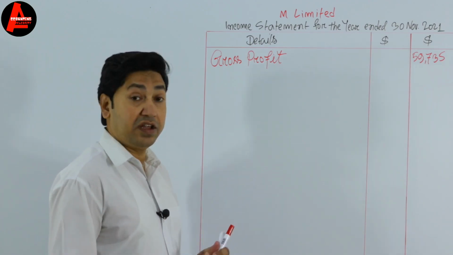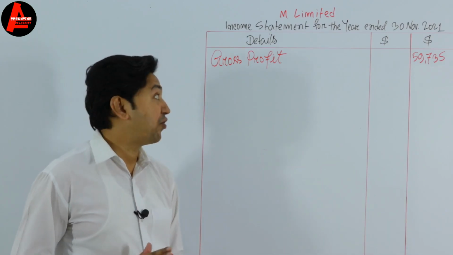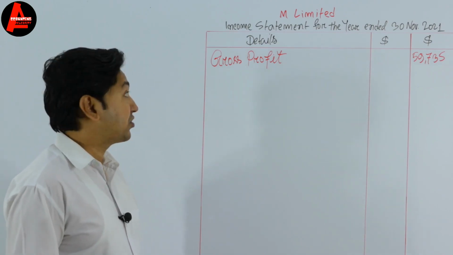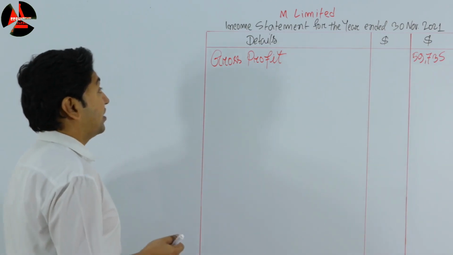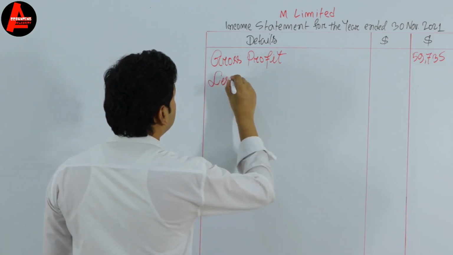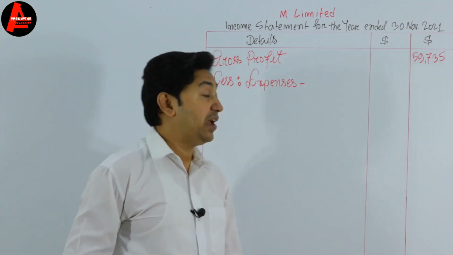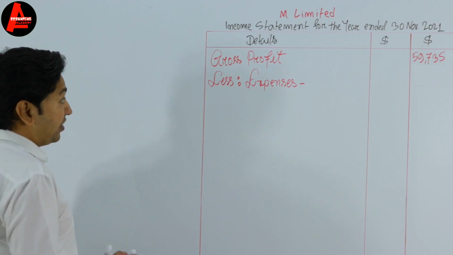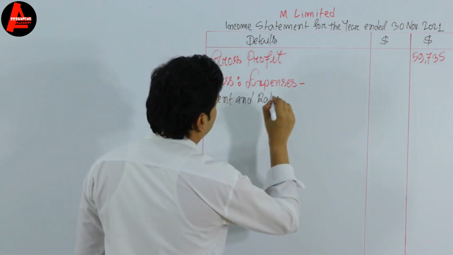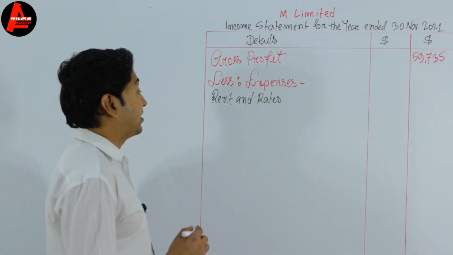So here in this question we see there is nothing about incomes. So we don't have to write anything here, so directly we will subtract the expenses. So let us write here first less expenses. So first of all we have rent and rates. It is our expense, so let us write here rent and rates. So in the question we have rent and rates 12,460.